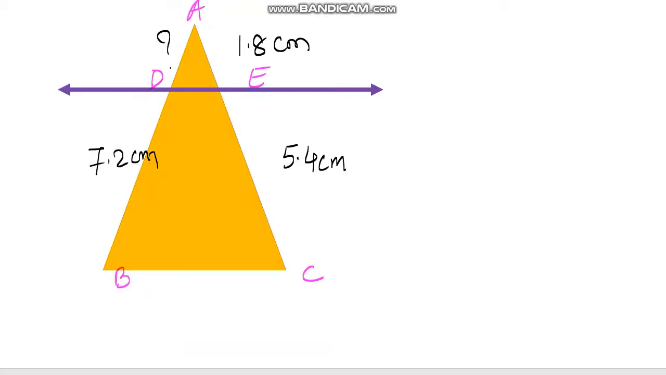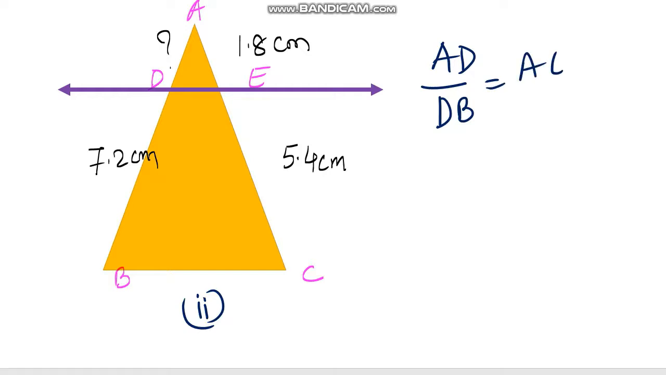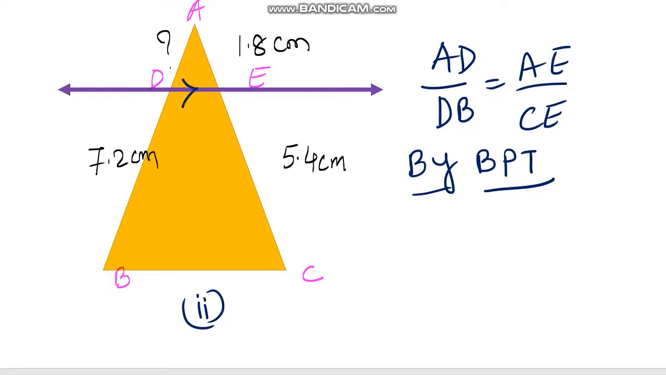Now let us see the next question. Okay, so here this is number 2, figure number 2. Here see, AD is not given. Here also AD by DB will be equal to AE by CE by BPT theorem, or basic proportionality theorem. Okay, since it is given DE is parallel to BC in triangle ABC, you can write AD by DB equal to AE by CE by the basic proportionality theorem.